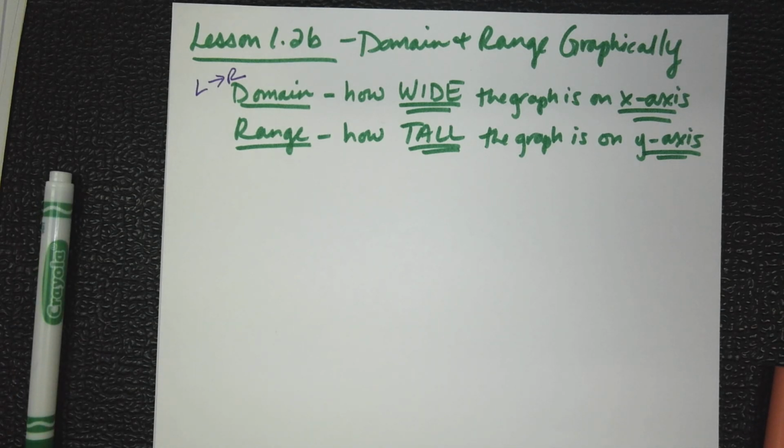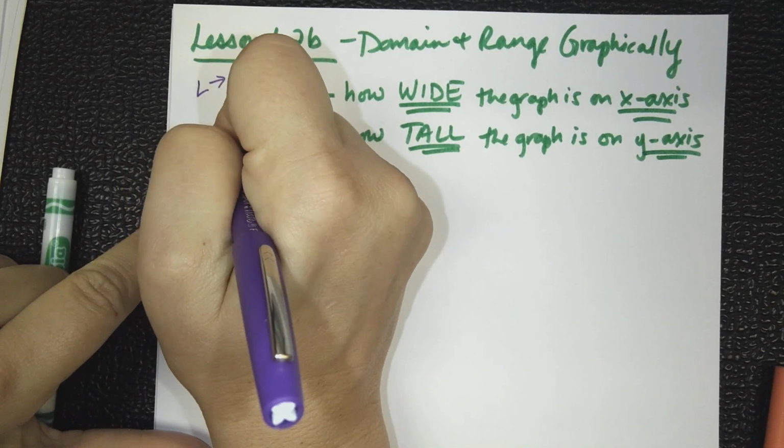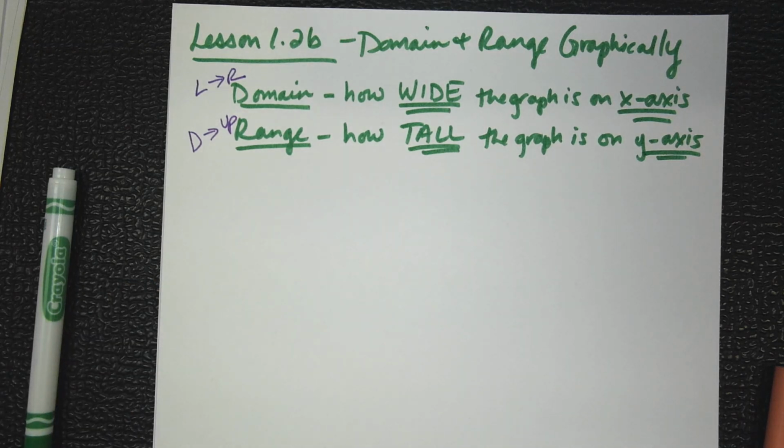Okay. This is the hardest part for students. When you're looking at the range, start from the bottom and go up, not from up to down. You go down to up, okay? Start on the down and work your way up.